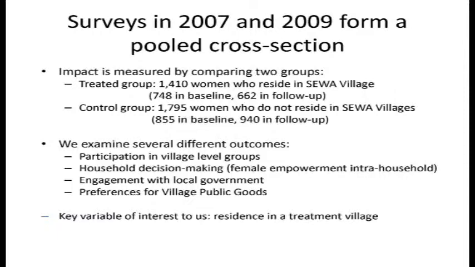But what I'm going to talk about in particular today has more to do with engagement with local government and preferences for village public goods as well. So that's what I'm going to emphasize here. But in some of the papers we have, we talk much more about the other outcomes as well. And the key variable of interest for us, when they do their regressions and so on, is residents in a treatment village.